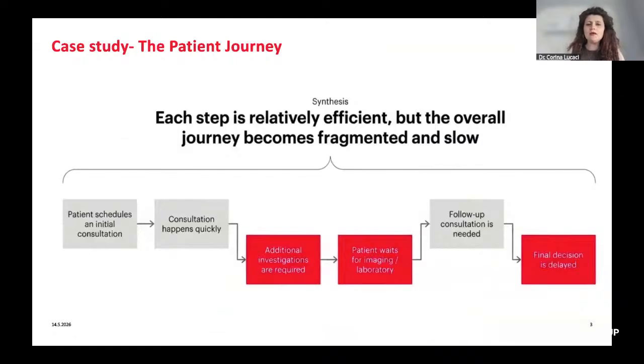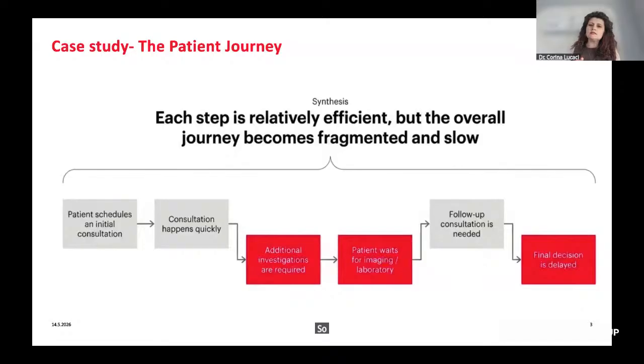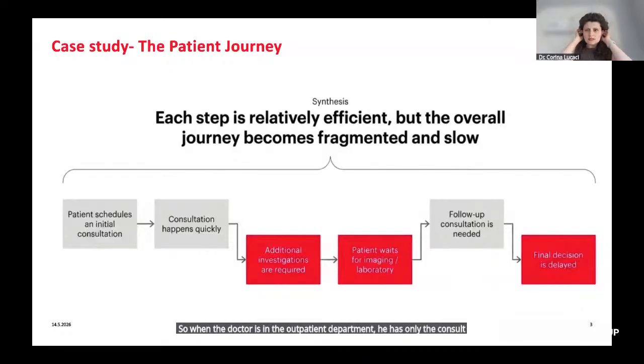The patient journey, generally speaking, has some steps that are efficient, but we understood that the overall journey becomes fragmented and slow. The patient has an initial consultation. The consultation happens quickly because we have a system that separates the activity of doctors in the hospital from the outpatient department. So when the doctor is in the outpatient department, he has only the consultation. He has no hospital activity.